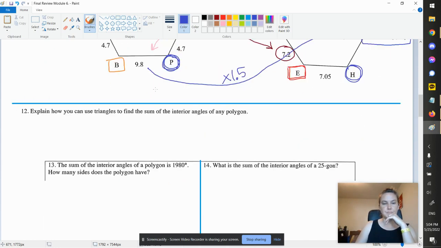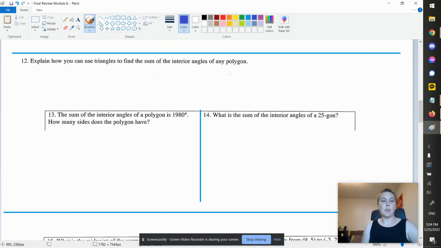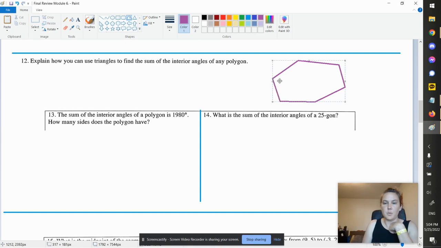All right. Next one. Explain how you can use triangles to find the sum of the interior angles of any polygon. Let's just draw a random polygon. Oh, is this it? Polygon. Look, it says polygon. Wow, thanks Microsoft Paint. Here I go. Here's a random polygon. And we're done. Beautiful. If I want to find the angles of this polygon, I'm going to pick a vertice and start making triangles using that vertice.